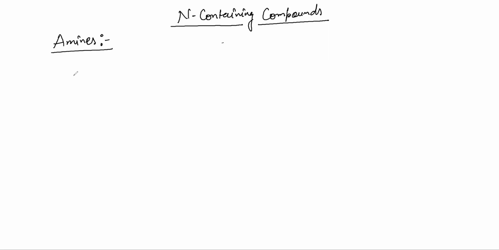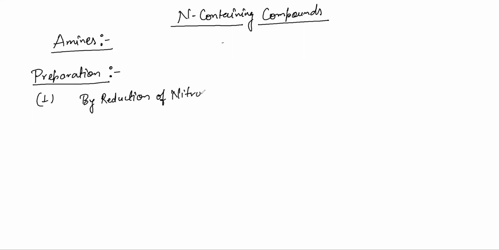IUPAC nomenclature you already know. Now let's start with preparation of amine. How do we prepare the amine? First method is by reduction of nitro compounds.